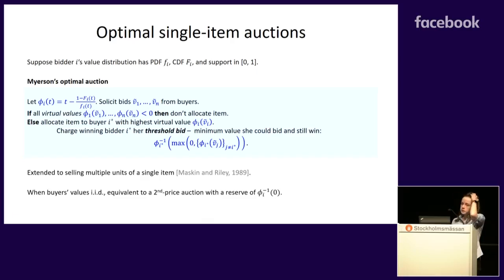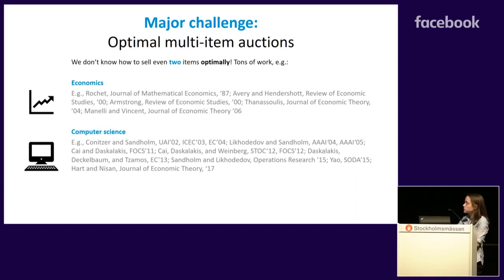Myerson's optimal auction was later extended to selling multiple units of a single good. And a kind of interesting fact connecting this back to the second price auction is that when the buyers' values are not only independent but identically distributed, Myerson's optimal auction is equivalent to a second price auction with a carefully chosen reserve. So that's what we know about single item auctions.